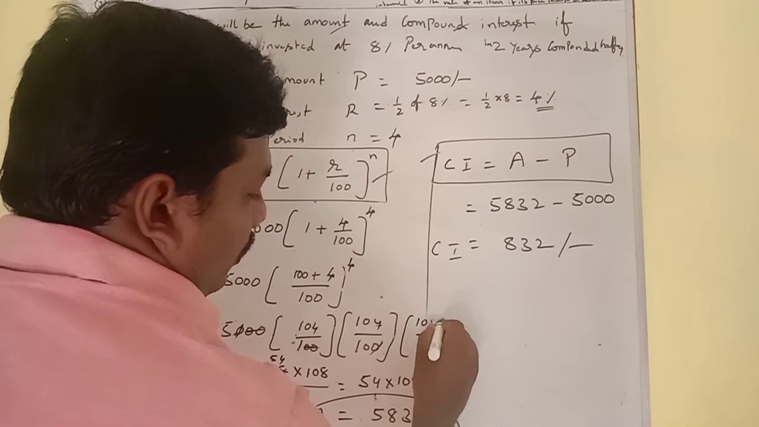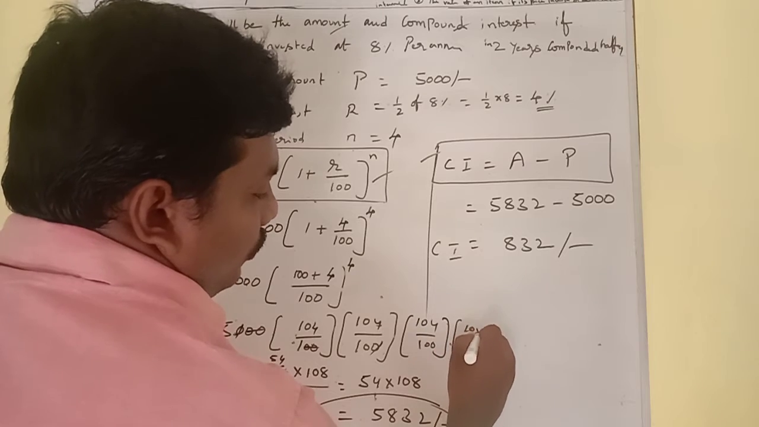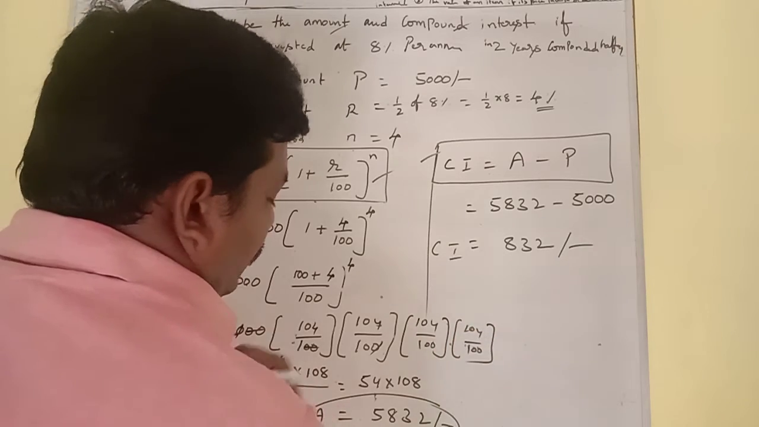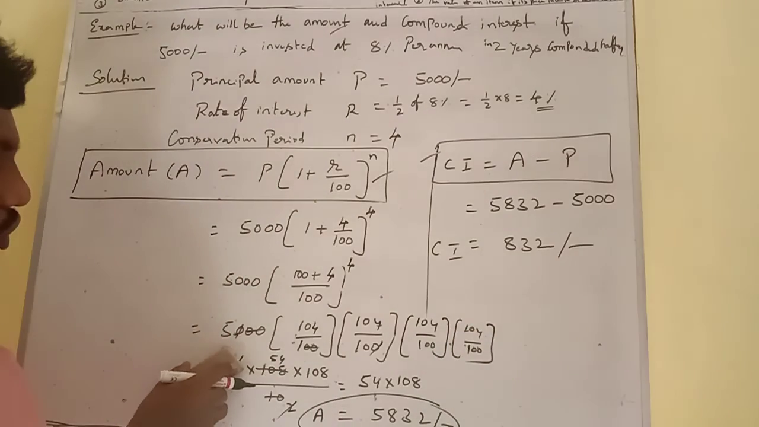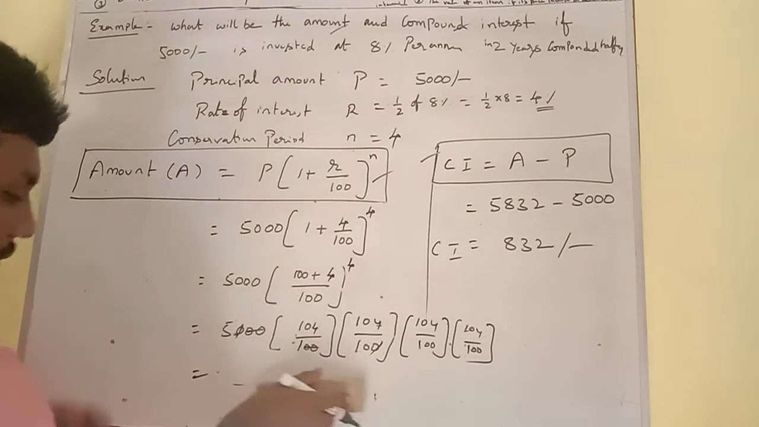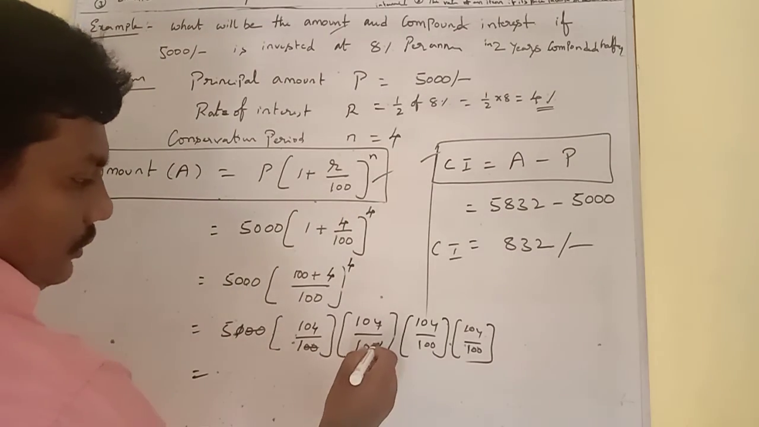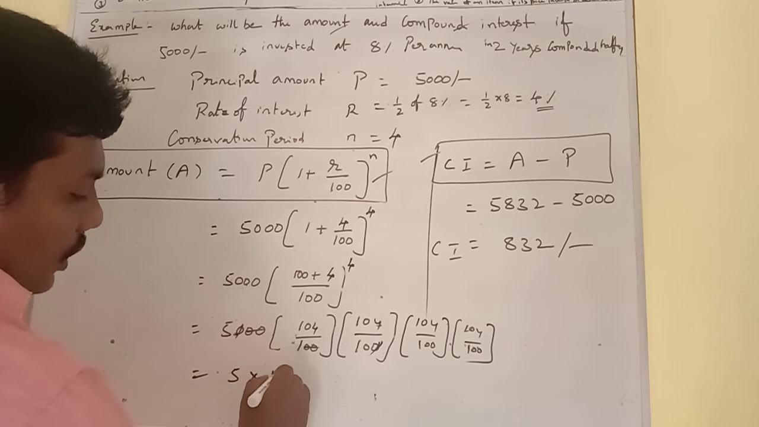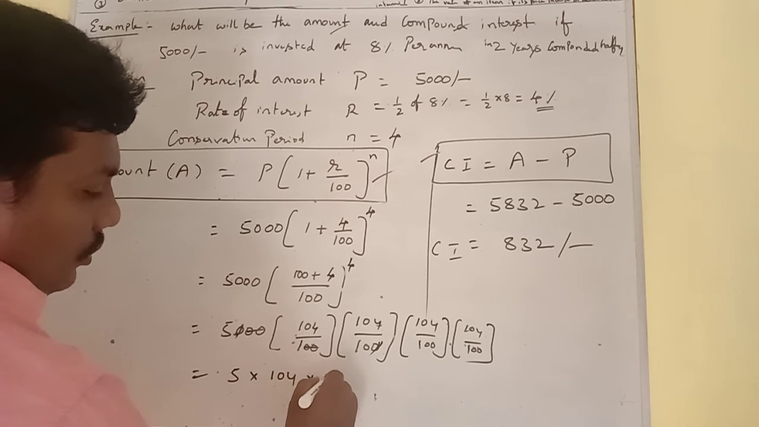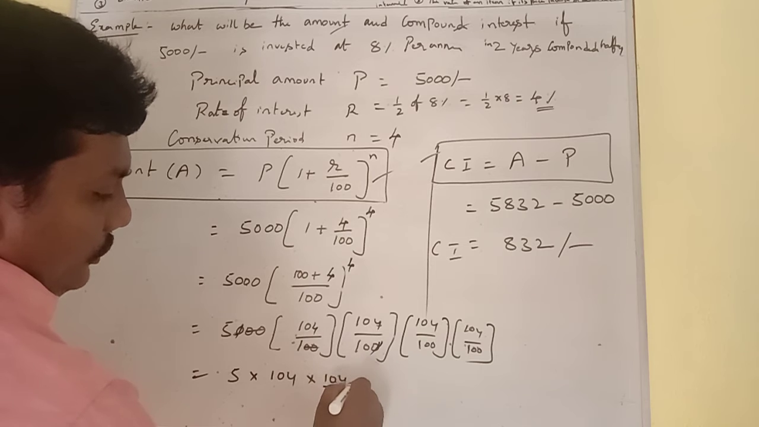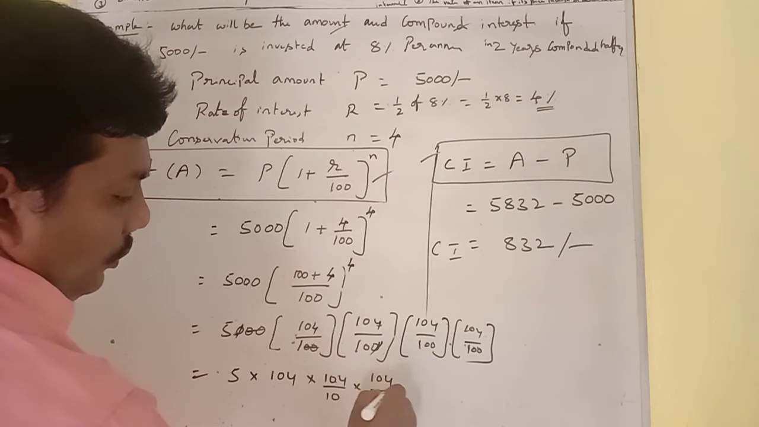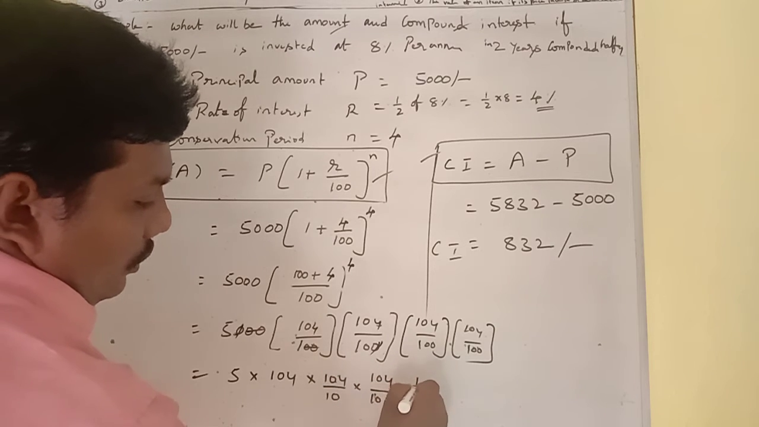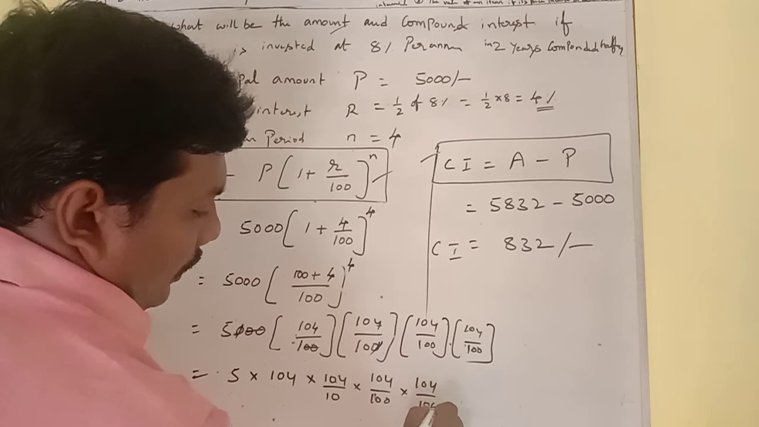104 by 100 into 104 by 100. So if you multiply 4 times, so what happens to the value? Okay, then 5 into 104 into 104 by 10 into 104 by 100 into 104 by 100.